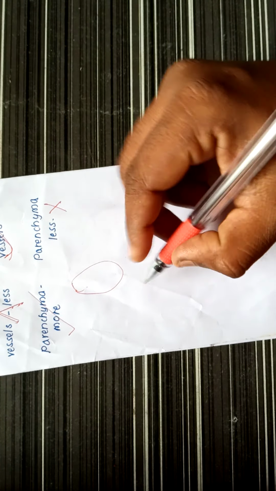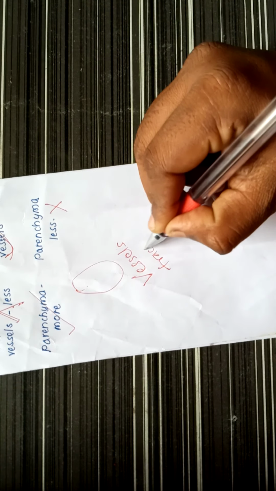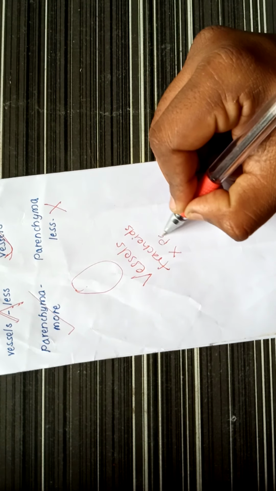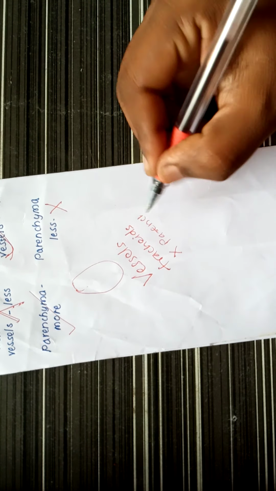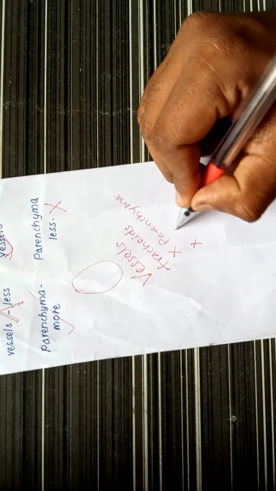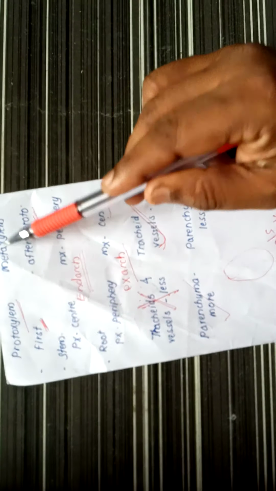So about the xylem, remember the four elements, which are vessels, tracheids, xylem parenchyma, and xylem fibers. These four elements you have to remember, and you have to remember two important words: protoxylem and metaxylem.